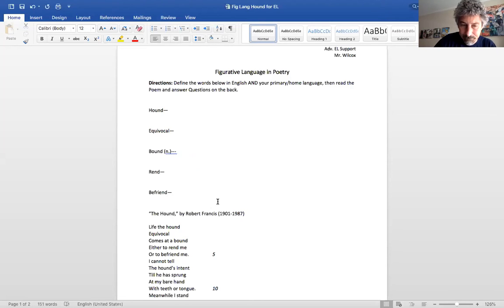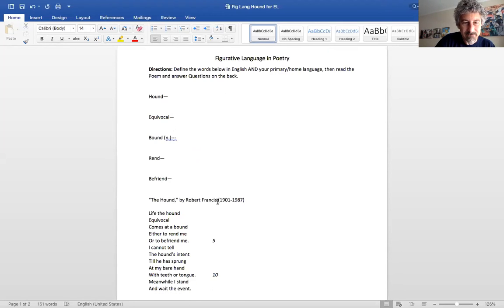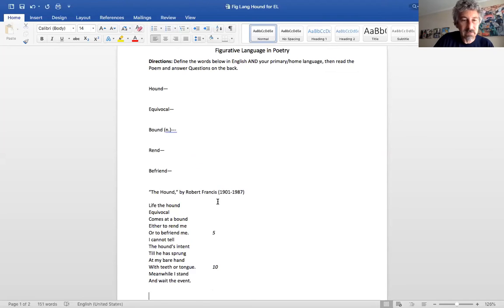All right, so here's the poem. The Hound by Robert Francis. Life, the hound, equivocal, comes at a bound, either to rend me or to befriend me. I cannot tell the hound's intent till he has sprung at my bare hand with teeth or tongue. Meanwhile, I stand and wait the event. Okay, let's try that one more time because I like reading this poem.